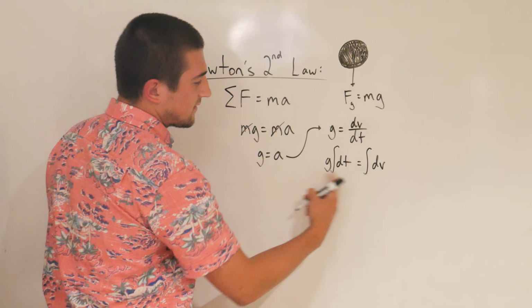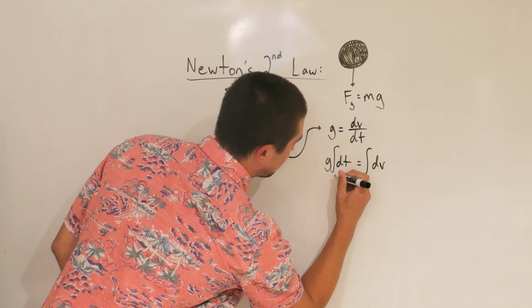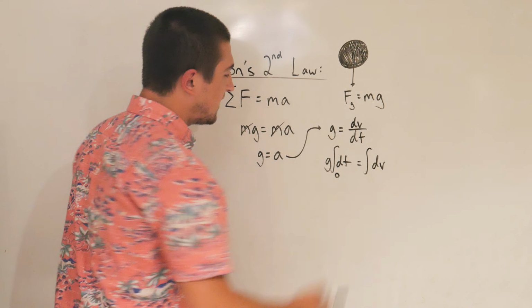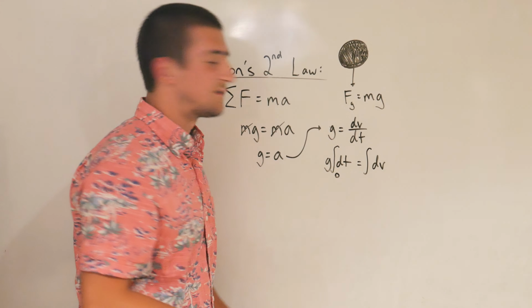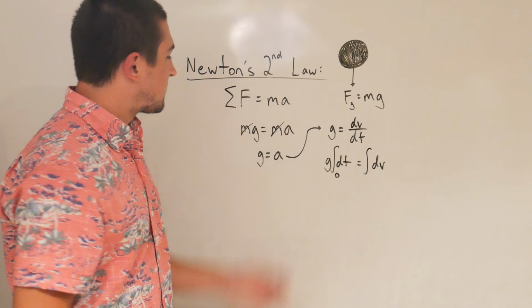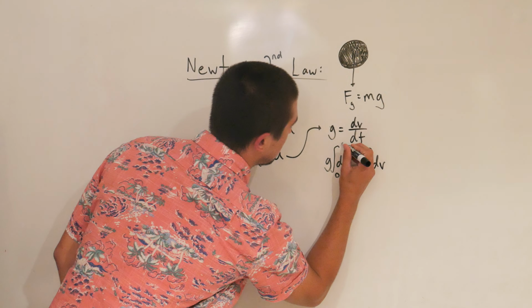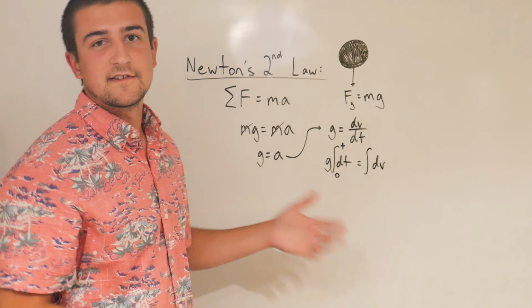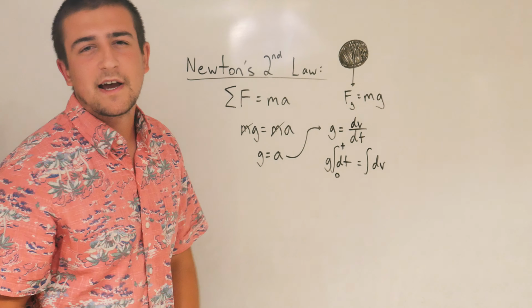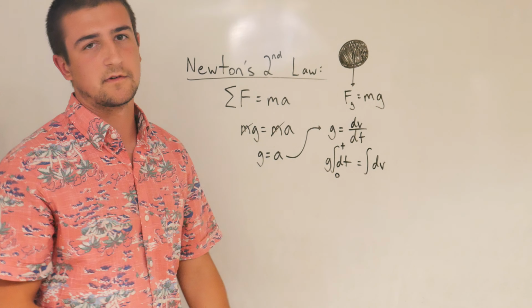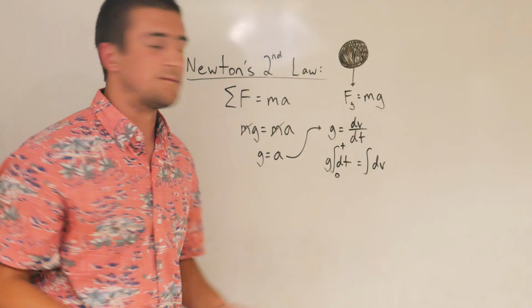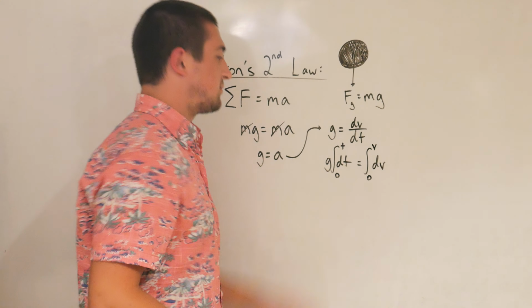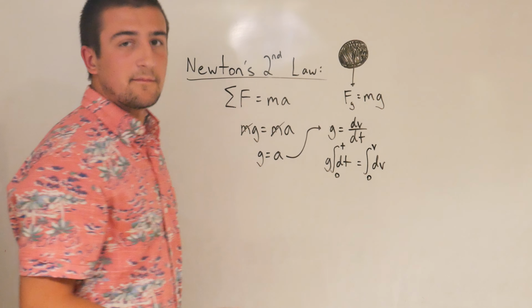So we'll start our integration on this side. We'll integrate this side from t equals 0, because we're integrating with respect to time. Our bounds must be in terms of time. We're going to integrate from t equals 0 to some arbitrary t. And that some t is going to relate to some v. After some t amount of time of that ball accelerating downward due to gravity, it has some velocity. So we integrate this side from 0 to whatever the velocity is at that time.